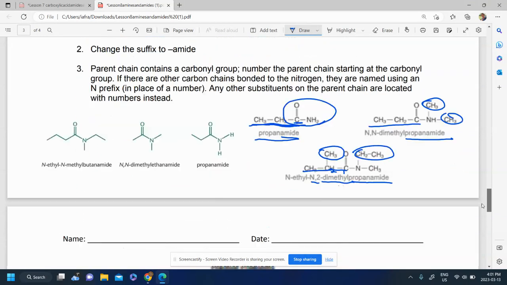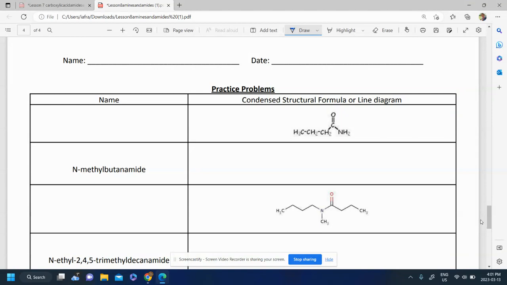So let's go ahead and do some examples together where we will name some amides or draw them. So here we have a carbon chain on our amide, which is 1, 2, 3, 4 carbons long. So that's a butane chain. There's no substituents anywhere, so it's simply butanamide. And of course, carbon number 1 would be where your amide group is right here. So we're not really going to have to list where the amide is because it's typically going to be on carbon number 1. N-methylbutanamide. So let's go ahead and draw that out as a bond line diagram.